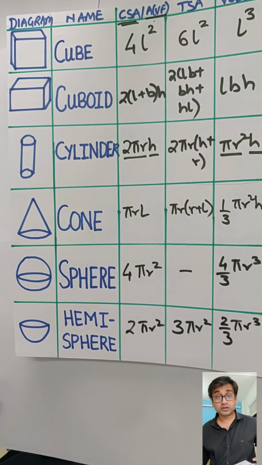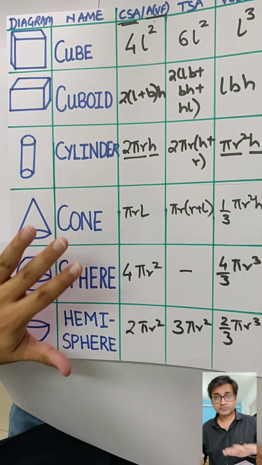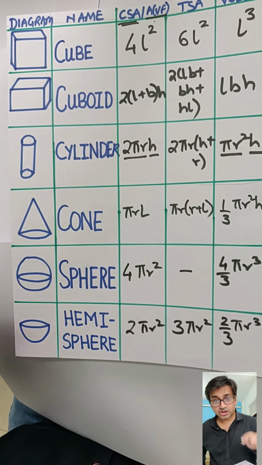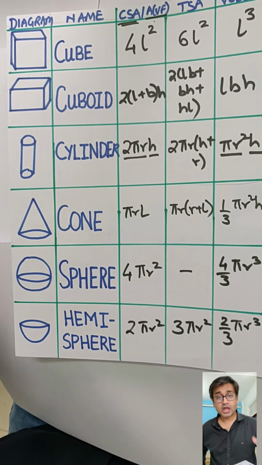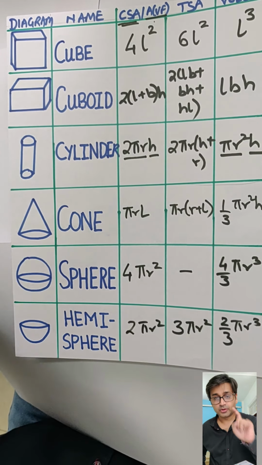This is the list of all the formulae that we are going to use in this chapter. If you know this, you're sorted. So take a screenshot of this right now. Put it on your softboard. Write it 3 times until you learn it well.